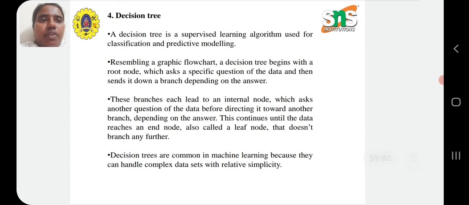A decision tree is a supervised learning algorithm used for classification and predictive modeling. Resembling a graphic flowchart, a decision tree begins with a root node which asks a specific question of the data and then sends it down a branch depending on the answer.